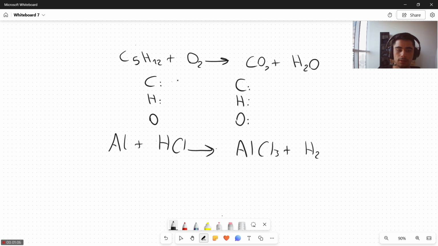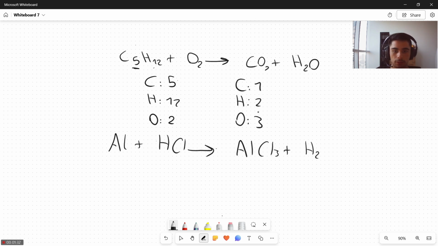And I will start by counting them. So I'll say I have 5 atoms of carbon there. So 5, I'll write it down. 12 of hydrogen, 12, and 2 of oxygen on this side. Then I have only 1 of carbon here. I have 2 of hydrogen, and you guessed it, 3 of oxygen on this side.